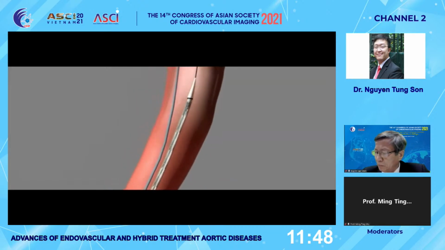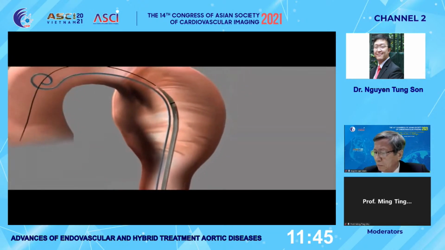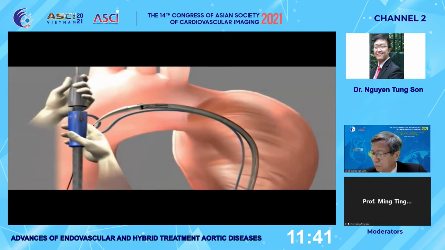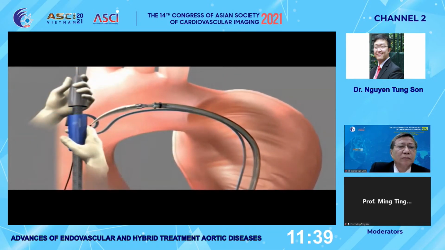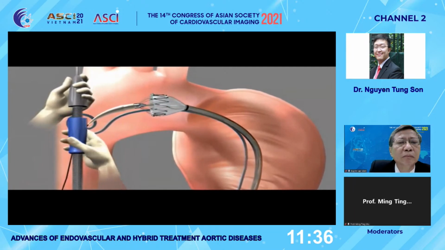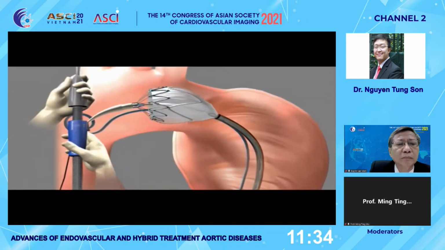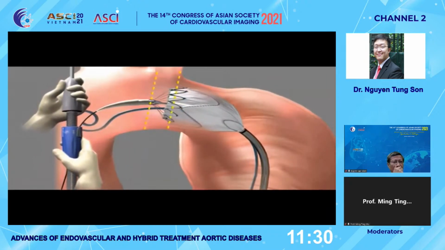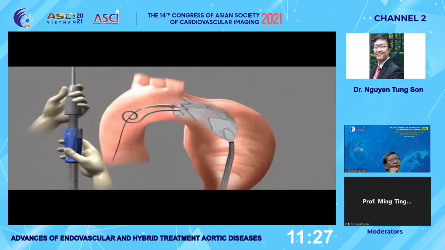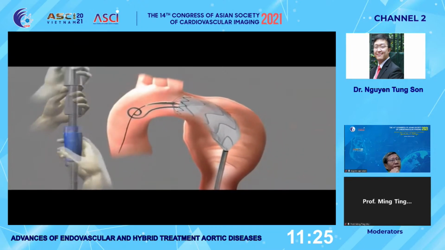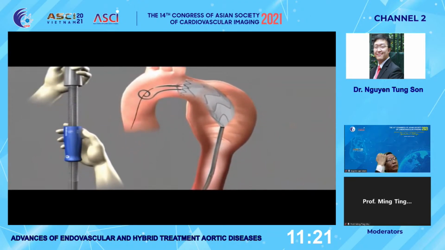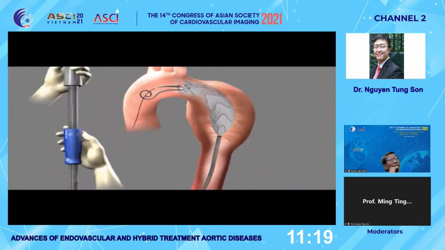And this is a video of a modified TEVAR. Very easy, you can see that you can release the stent graft to cover the lesion. And this video is all from the company. I modify here and release the stent, and the stent graft covers all the lesion.